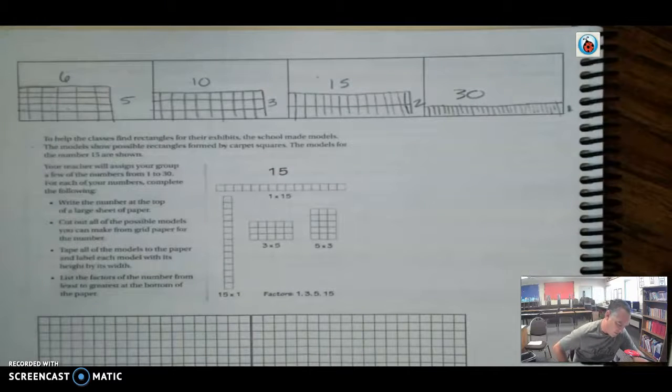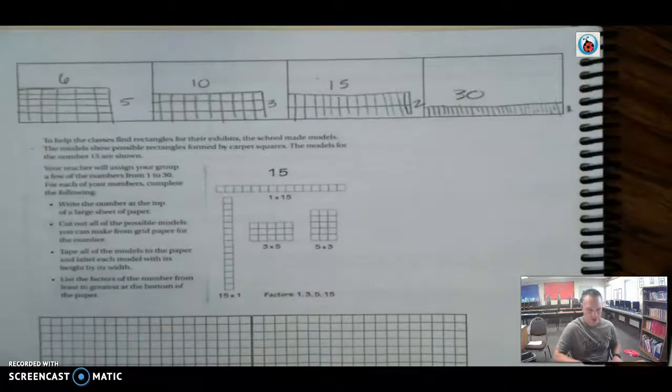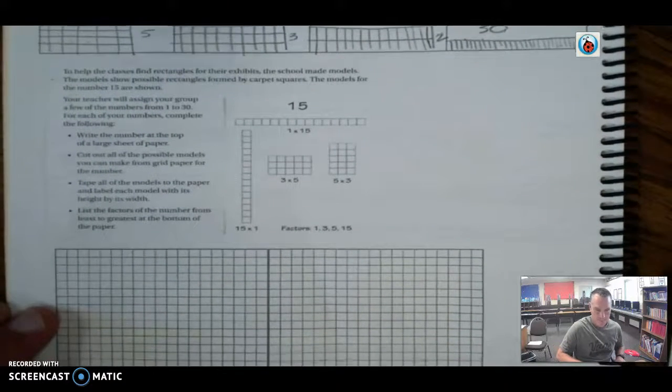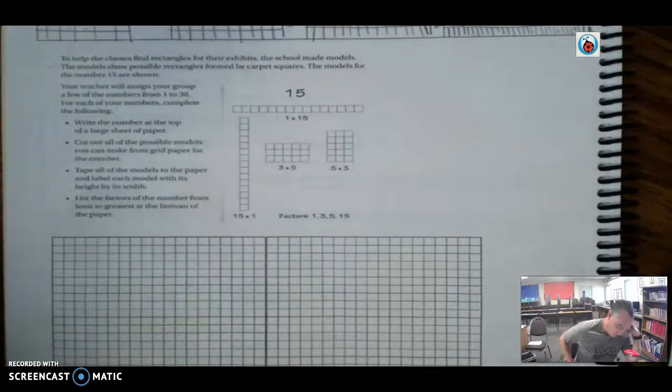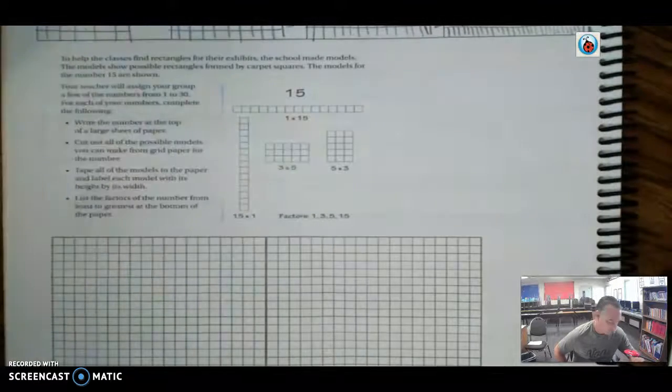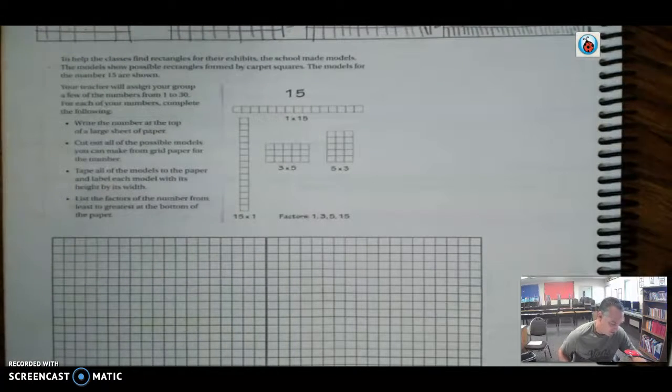To help the class find rectangles for their exhibits, the school made models. The models show possible rectangles formed by carpet squares. Remember carpet squares in kindergarten? You probably had a square to sit on. Anyhow, the models for the number 15 are shown. So here are the models they have for the carpet squares. Your teacher will assign your group a few of the numbers from 1 through 30. For each of your numbers, complete the following. Write the number at the top of a large sheet of paper.